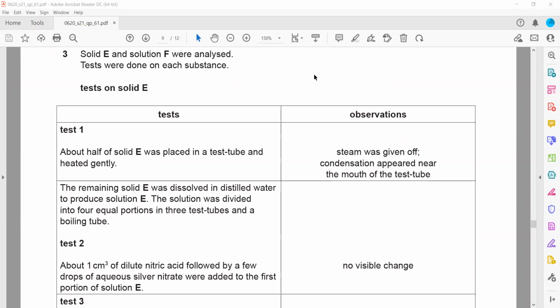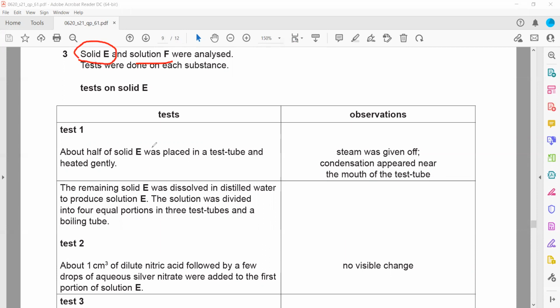The first part: about half of solid E is placed in a test tube. So we have solid E, and we place this solid E in a test tube. And then we heat it gently. We supply the heat energy to the test tube.